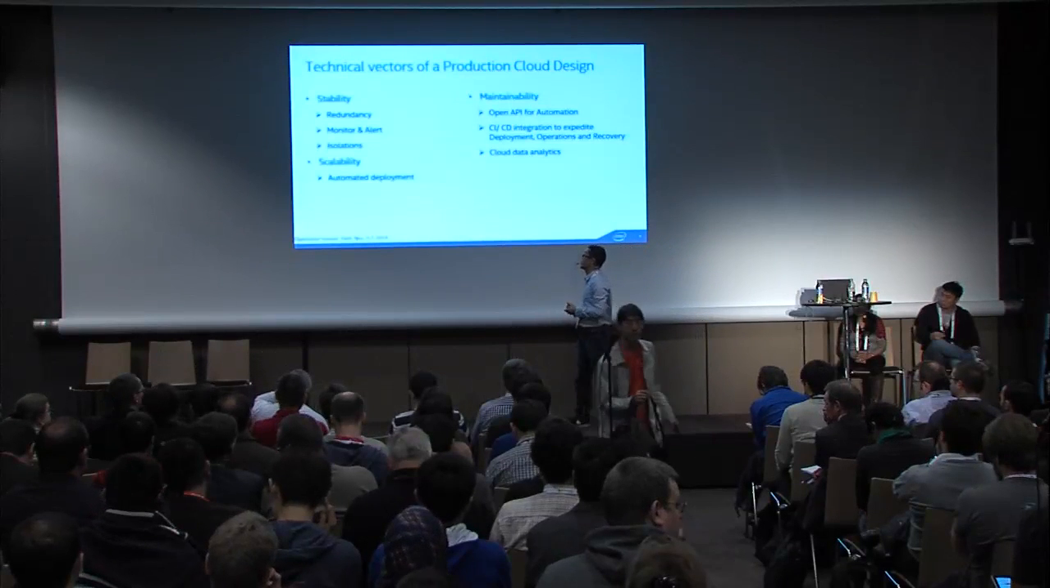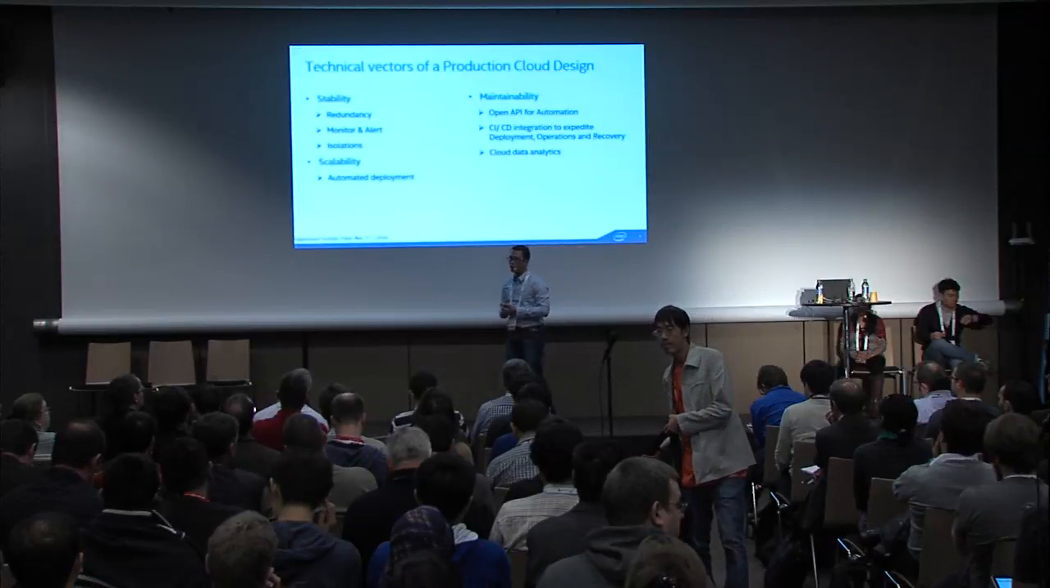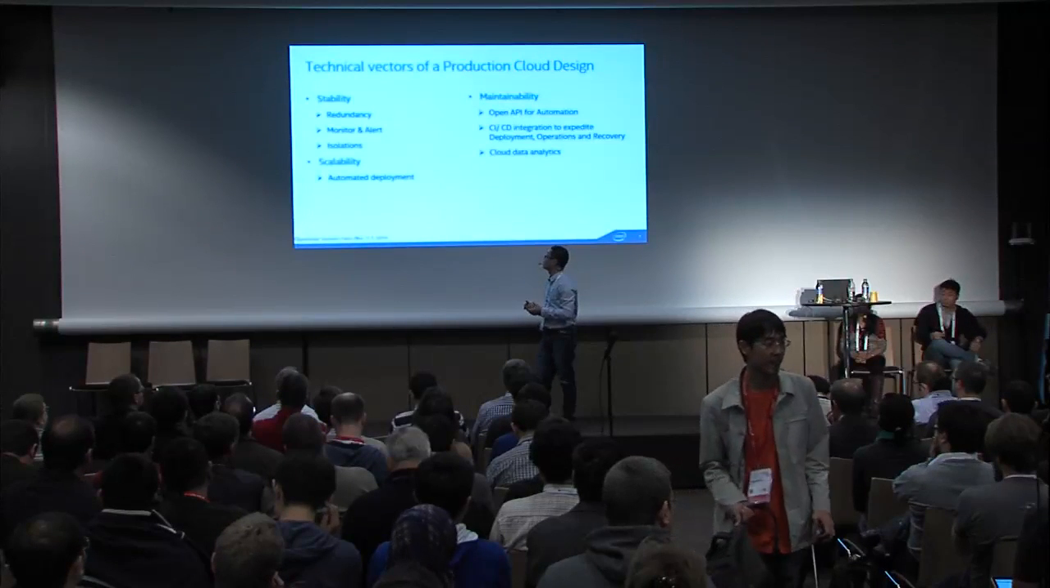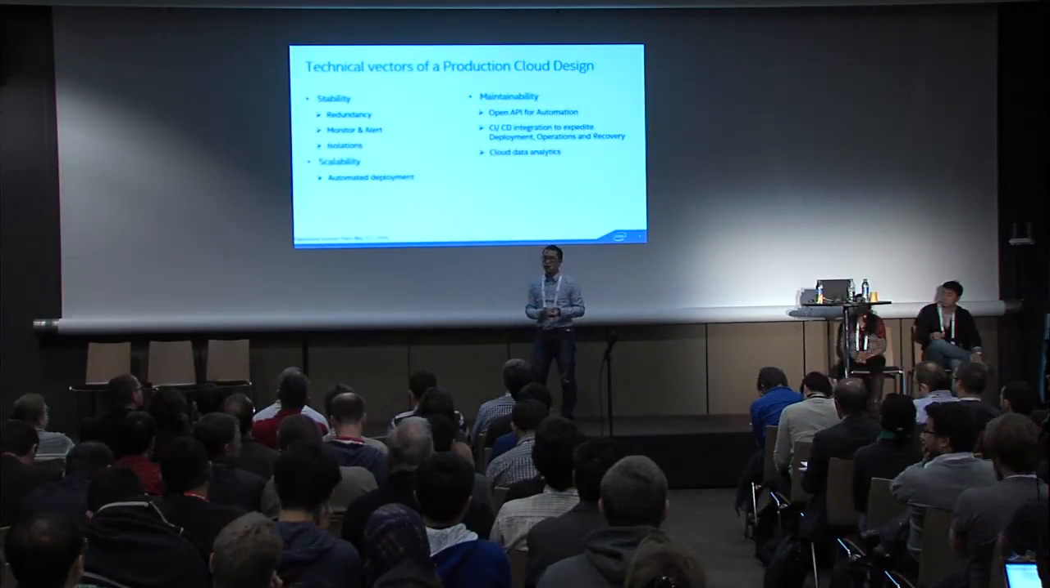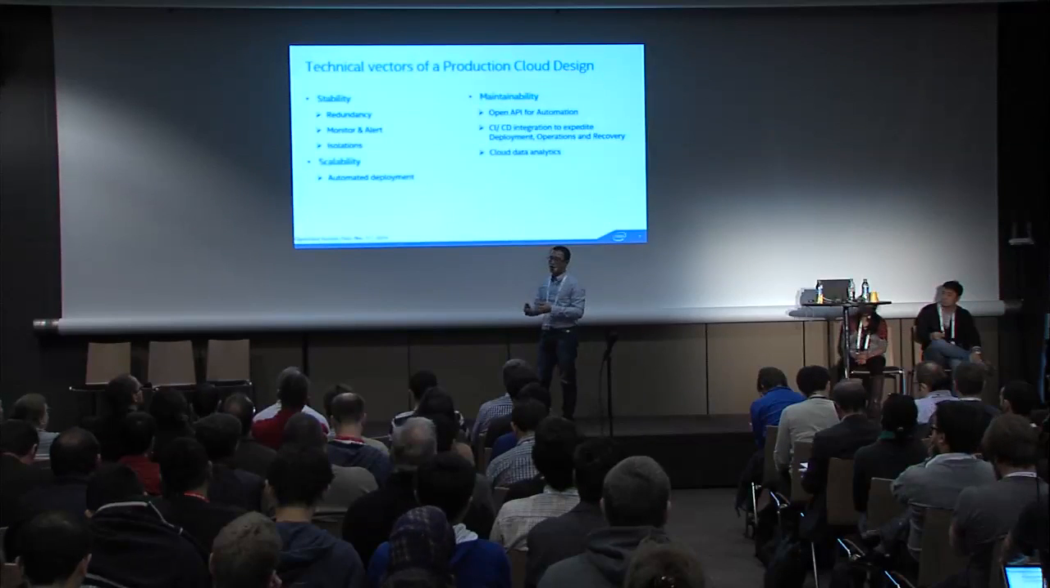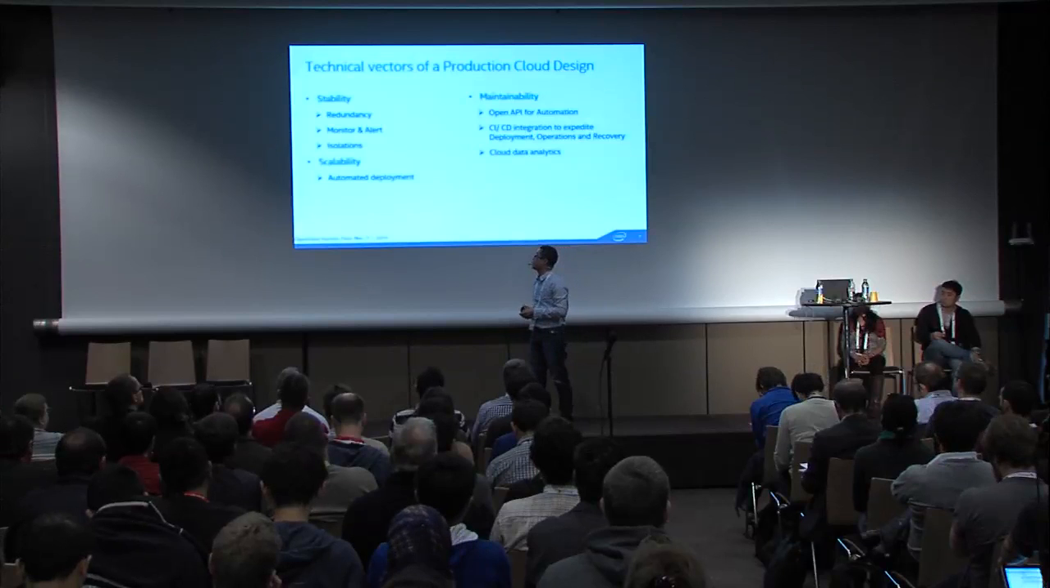There are many tools here to help us do that. For example, for monitoring, we can use Ganglia to get metrics from the host. And for alerting, we can use Nagios or Shinken to help send out the mail.